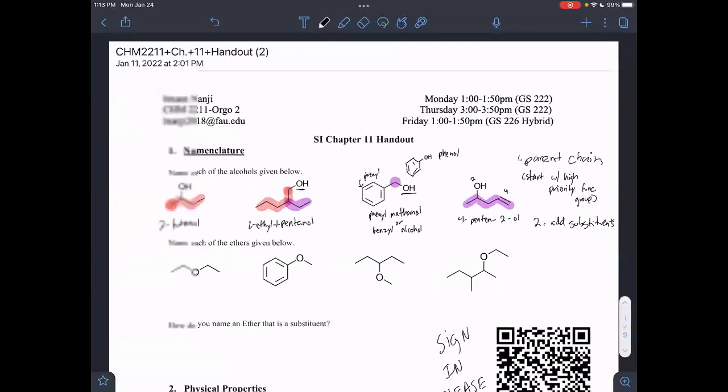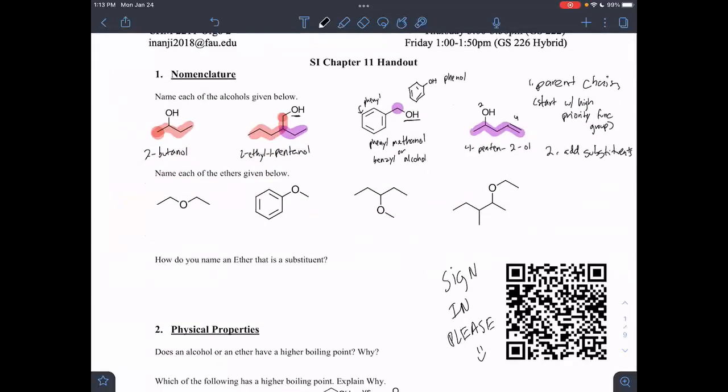All right, so now we're gonna go on to ethers. What do we remember about ethers and their IUPAC nomenclature? Yeah. Well, they definitely are a functional group. Yeah, exactly. Yeah, and there won't be a suffix for ethers. They'll be a substituent.